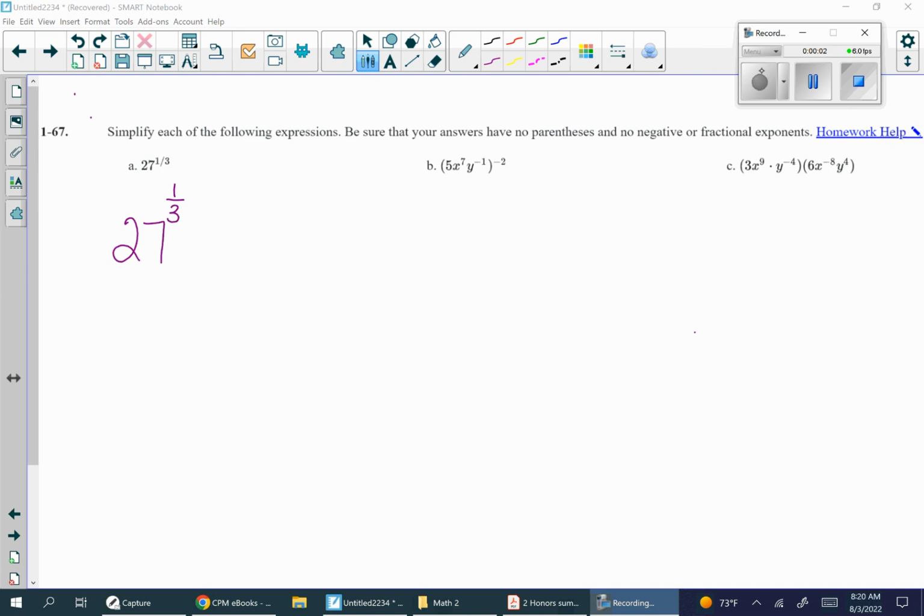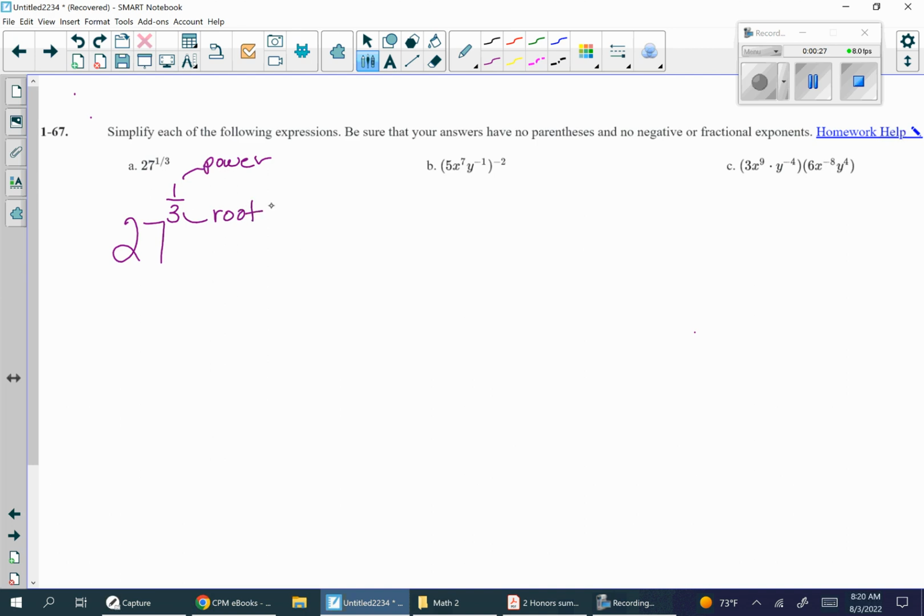All right, this is CPM Math 3, problem 1-67, and we're being asked to simplify some exponential expressions. And the first one, right off the bat, has a fraction as an exponent. It is important to remember when you have fractions that the numerator, if you want to rewrite it in radical form, the numerator is considered the power and the denominator is considered the root or the index.